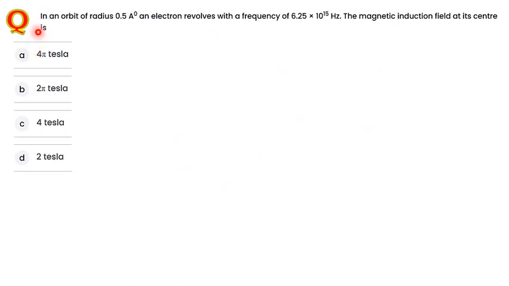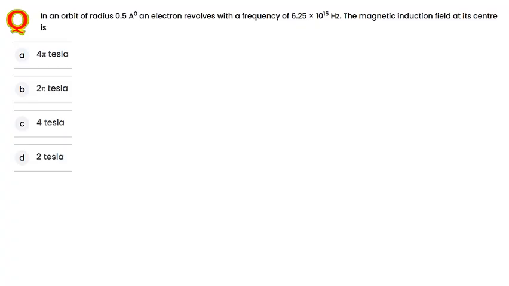Next question. In an orbit of radius 0.5 angstrom, an electron revolves with the given frequency. The frequency here is 6.25 into 10 power 15 hertz. What they are asking in this question directly is the magnetic induction field at the center of the coil.